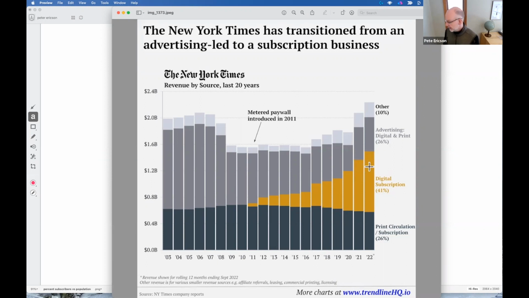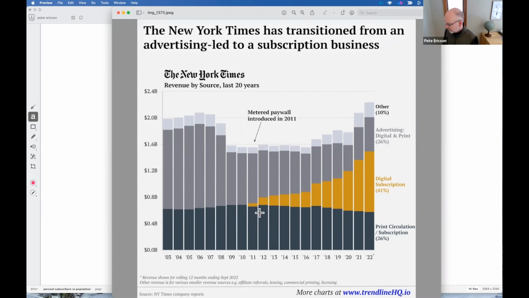So this mustardy color is digital subscriptions. They started in 2011, and then last year they had their best year ever. And you can see the growth has actually accelerated in the last few years with digital subscriptions versus their print products, which if you look back, you could look at advertising and digital and print was a huge part of their revenue stream about 20 years ago. And today is actually a pretty small part of their revenue stream.